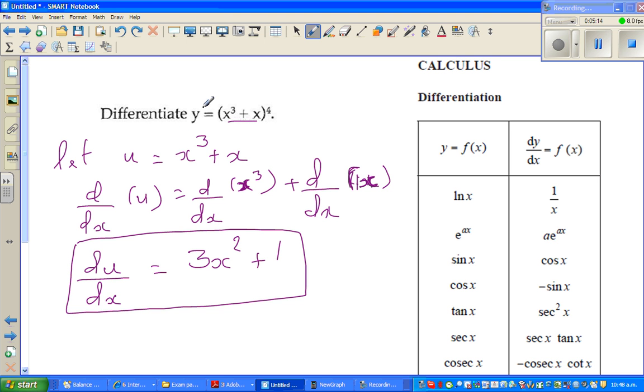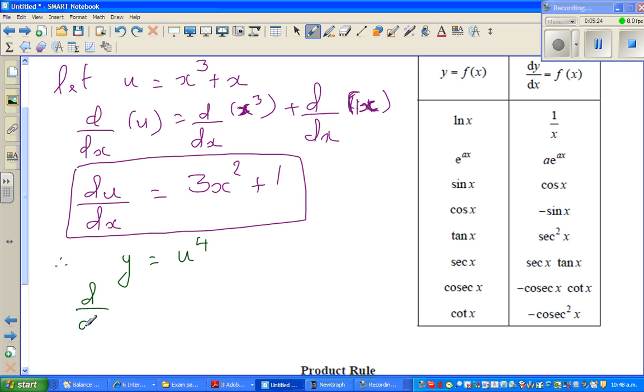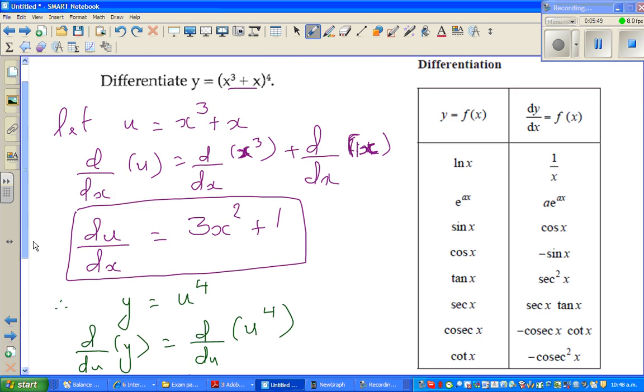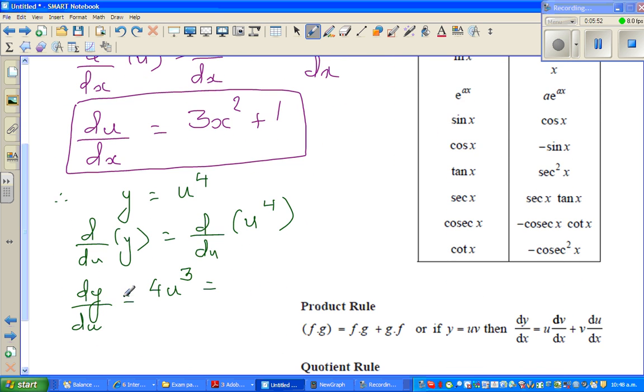Let me change color. Okay, so now this function, therefore, y has become u to the power 4. So can I say dy by du, or d by du of y, is equal to d by du of u to the power 4. So d by du of y is nothing but dy by du is equal to, again the power rule, it is 4u to the power 3. And let me substitute back here. So what is u? u is x cubed plus x. So dy by du in terms of x is 4 times (x cubed plus x) to the power 3.